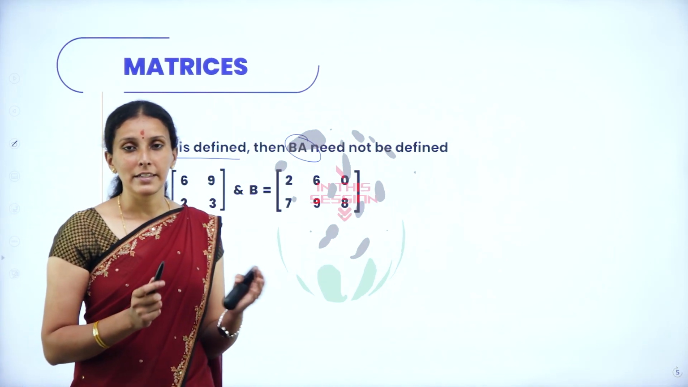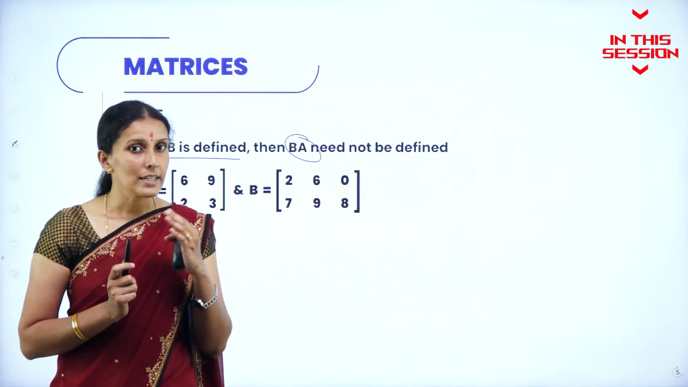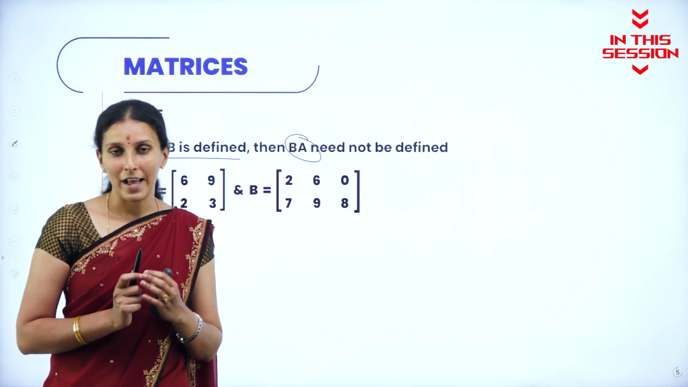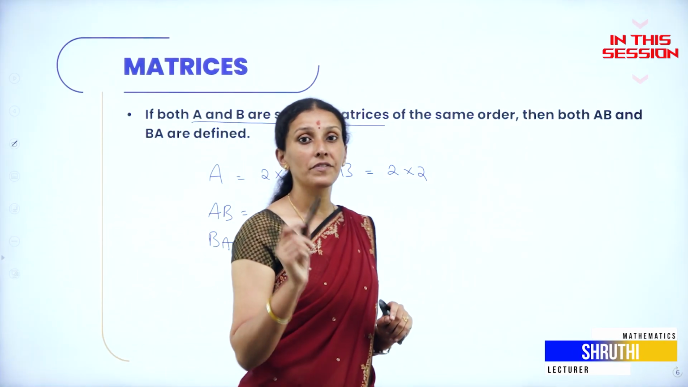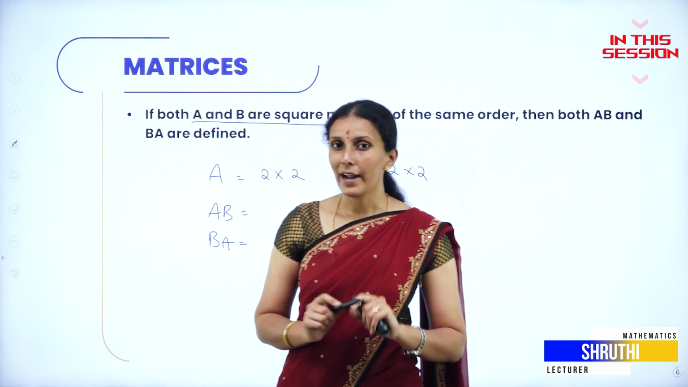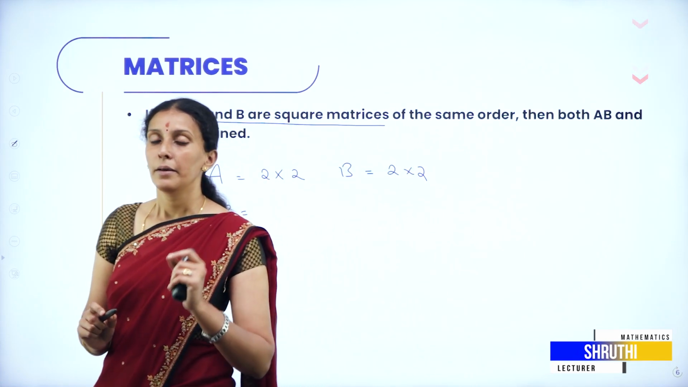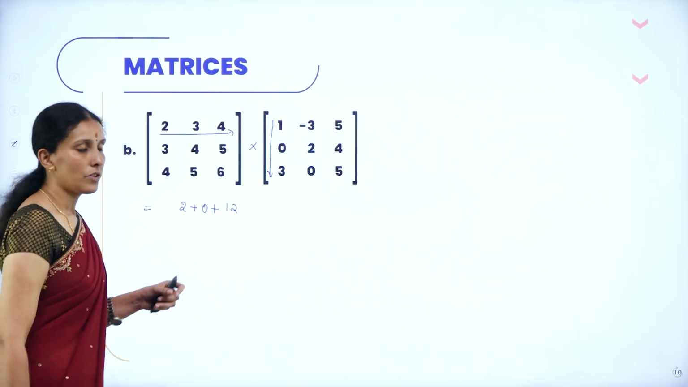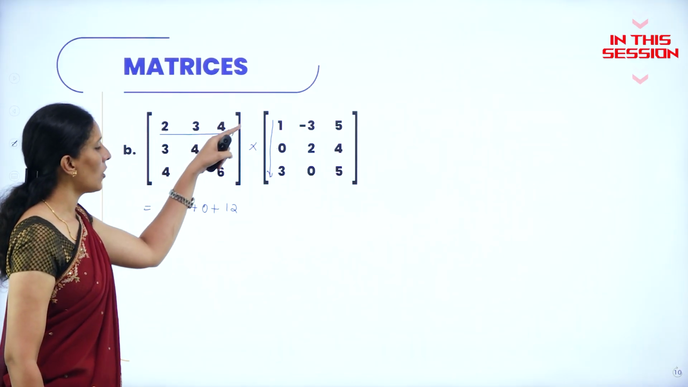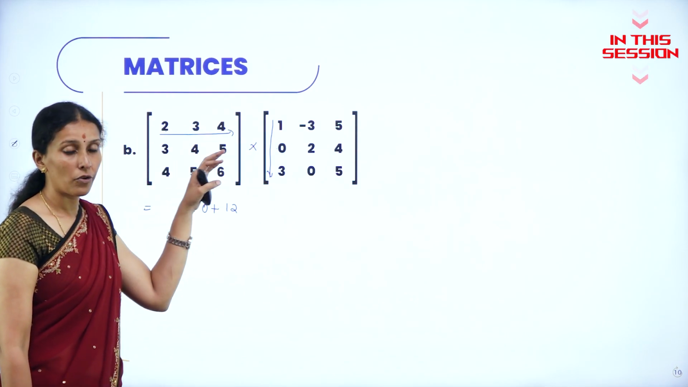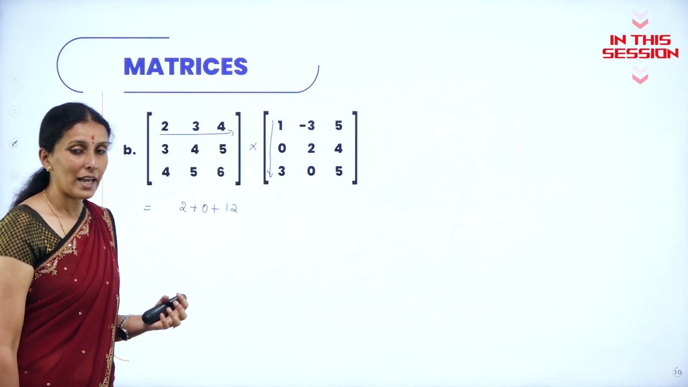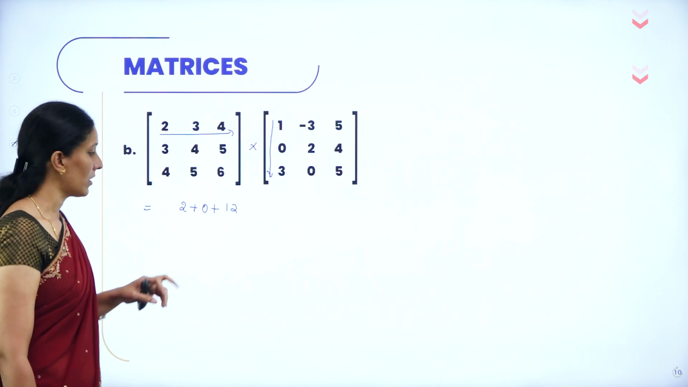Whenever AB is defined for a given matrix, it doesn't mean that BA also has to be defined. Whenever A and B are square matrices of the same order, then the product AB can be defined, and BA can also be defined. So remember, you have 3 elements in a row and 3 elements in a column. That is why the number of columns and number of rows must be the same. Then only we can multiply the elements inside it.